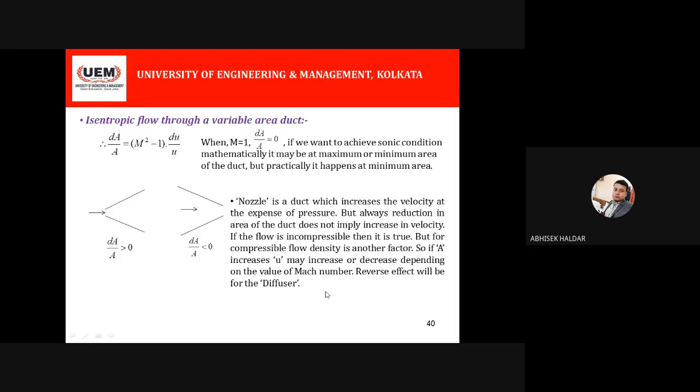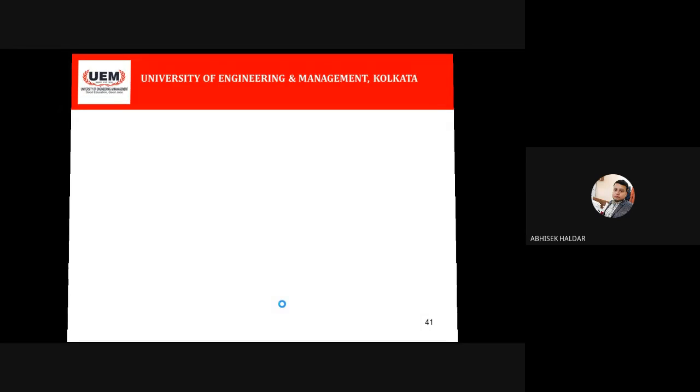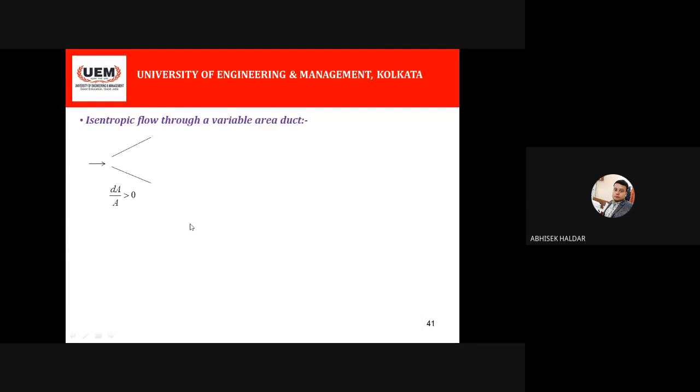Now I know there is some interest in your mind about how we can decide these things, right? This question runs in your mind: how can I decide when to call a duct a nozzle, or when to call it a diffuser? So let us discuss that now. Let us take an example of this one first. These two are the cases.